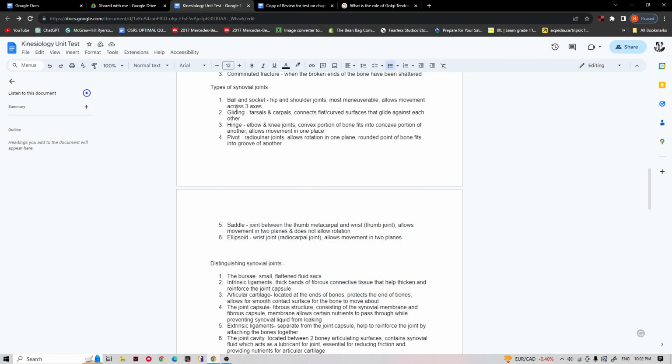Types of synovial joints. Number 1, ball and socket. Hip and shoulder joints. They move maneuverably, allowing movement across three axes. Number 2, gliding. Tarsals and carpals. Connects flat curved surfaces that glide against each other.